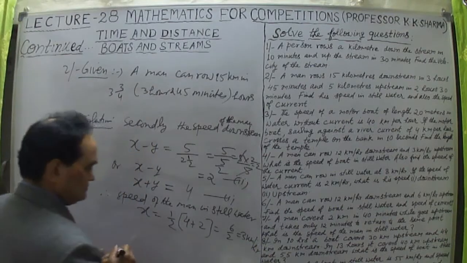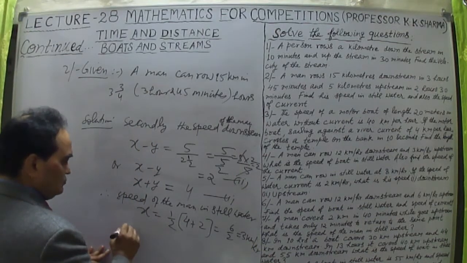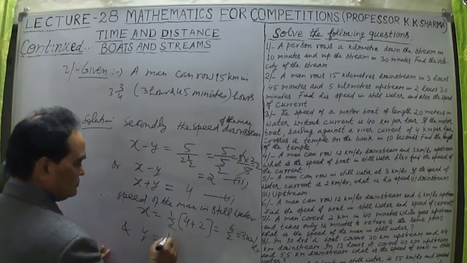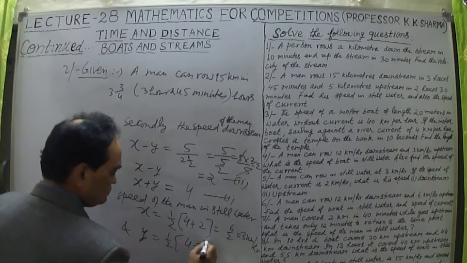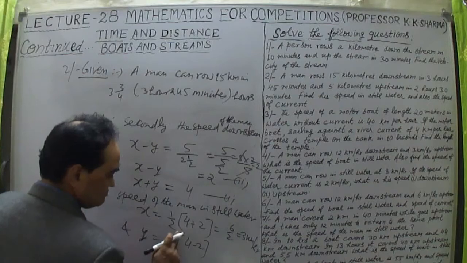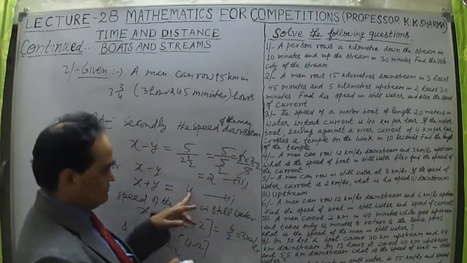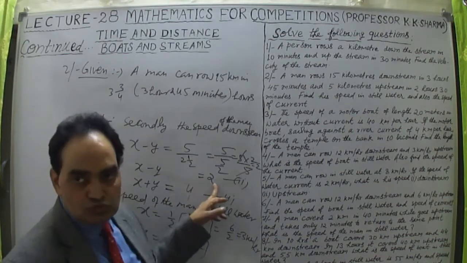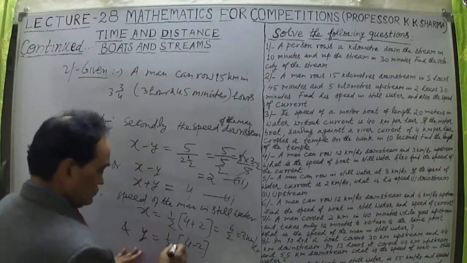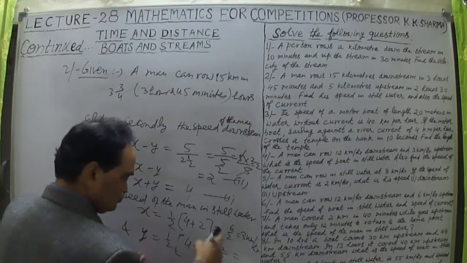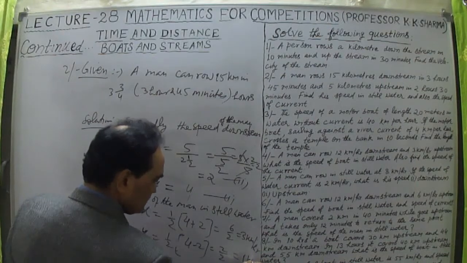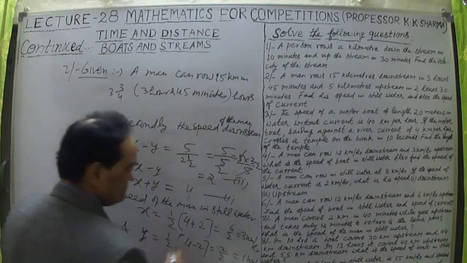This is the value of x, while y is equal to half into 4 minus 2. Downstream is 4 kilometers per hour and upstream is 2, so 4 minus 2 is 2, and 2 upon 2 means 1 kilometer per hour. These are the two answers here.